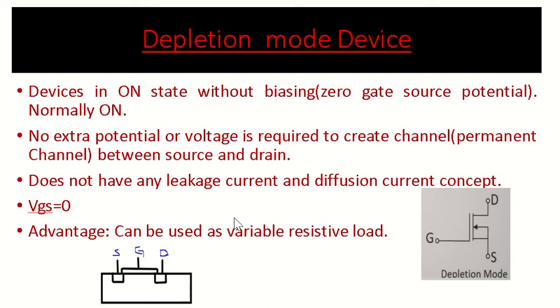So there won't be any leakage in case of depletion, because it is normally in the on state itself, and also in the diffusion current. Okay, so VGS is going to be 0. VGS means what? Voltage between gate to source. We have to read it in this way. Somebody will say VGS equals 0. What does it mean? Gate to source voltage is equal to 0. So that means we are not applying any voltage between gate and source, so it will normally be in the on state only.